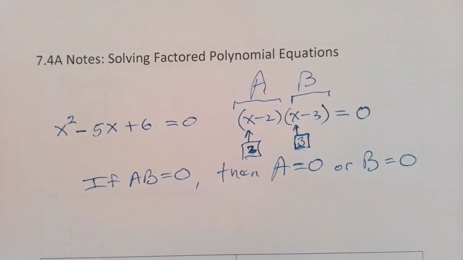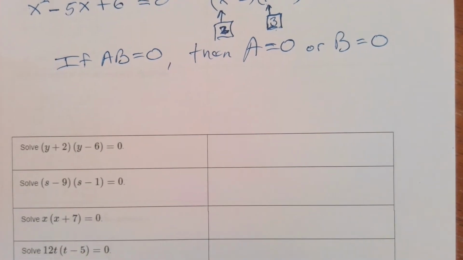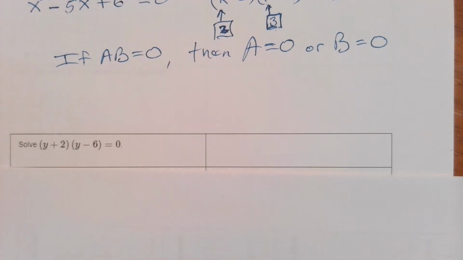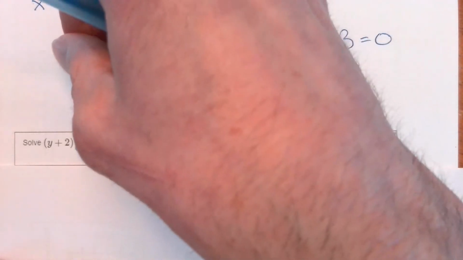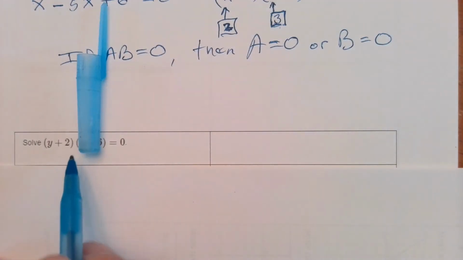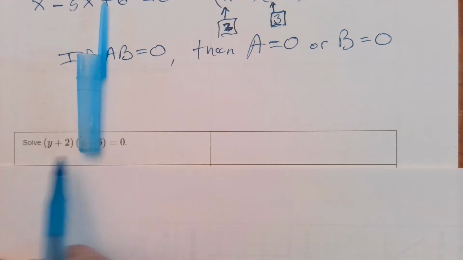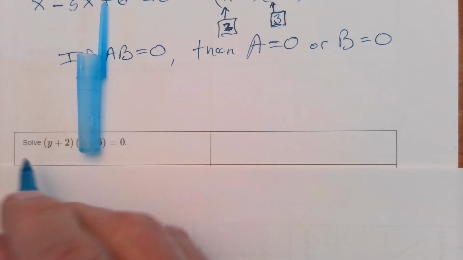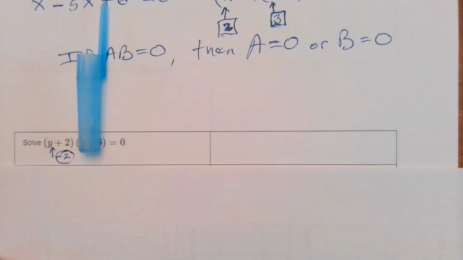Okay, we're going to go through today and solve a bunch of these problems. And they all kind of look like that. And the first one, let's cover up these so they're not distracting. The first one says solve y plus 2 times y minus 6 equals 0. All right. Well, I'm going to hide this one first and just concentrate on y plus 2 equals 0. Okay, we might have 0 here because this is negative 2 plus 2. So one of the answers that solves this polynomial equation is negative 2.